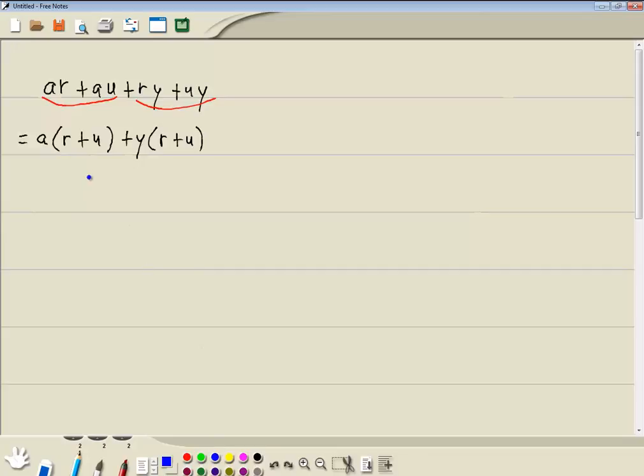Now our goal was to get this parentheses the same as this parentheses, which they are. So I'm going to factor that out in front. So we're going to have R plus U. Now to decide what goes in your second set of parentheses, you can come up to the previous line and cross out the R plus U's. And what isn't crossed out is what goes right here, which would be A plus Y. And that would be your answer.